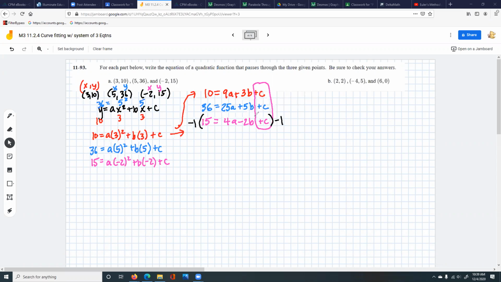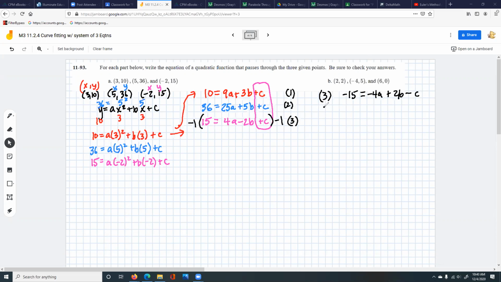All right, so I'm going to multiply the bottom one by negative 1. So let me number these. So equation 1, equation 2, equation 3. All right, so I'm going to start with equation 3, multiply it by negative 1. That'll be negative 15 equals negative 4a plus 2b minus c. Oh wait, it's negative 4a, right? Yeah, my bad, multiplying it by negative 1.